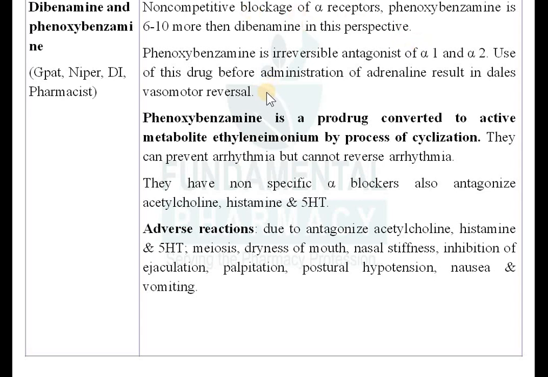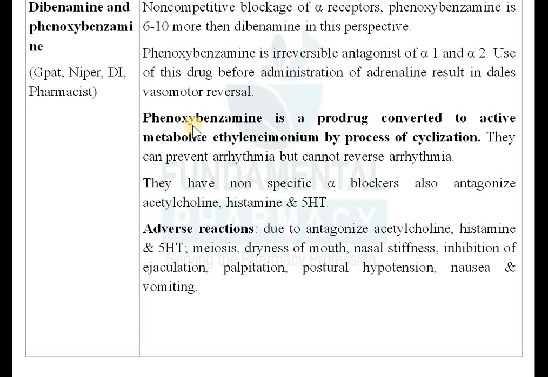Phenoxybenzamine is an irreversible antagonist of alpha 1 and alpha 2. We are seeing non-selective alpha blockers, so these will block alpha 1 as well as alpha 2. Just remember. They are irreversible antagonists of both alpha 1 and alpha 2, and administration of adrenaline after these drugs results in Dale's vasomotor reversal. I have already explained Dale's vasomotor reversal, but instead of giving ergot alkaloids, we are using an alpha blocker here. So that results in Dale's vasomotor reversal.